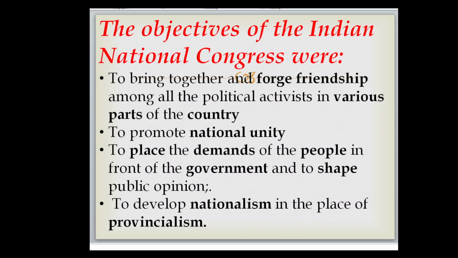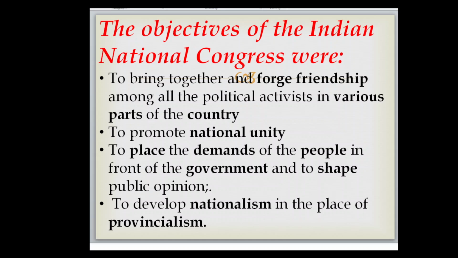Then come to the objectives of the Indian National Congress. To bring all together and create a friendly relationship among all the political activists from the various parts of the country. So they want to create a friendly political relationship among them, and they want to promote national unity, means we are all one. They take the demands of the people, put them in front of the government and shape them into public opinion. And they want to develop nationalism in place of provincialism.